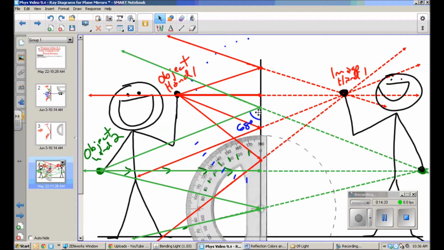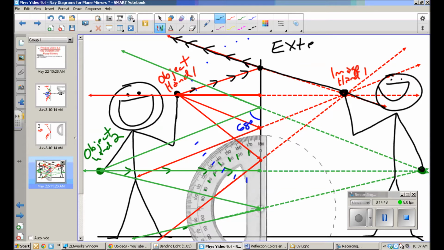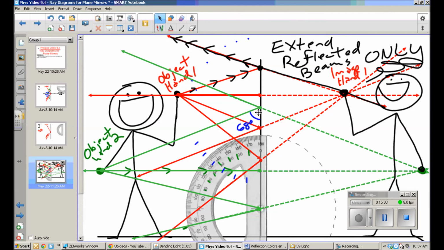The big thing I want to point out, because despite the fact that it's tedious, once you figure out how to do this, it's actually not that hard. Please notice that every time I did this, the dotted lines represent extensions of the reflected beam. Okay, so looking at this beam on the top, it leaves his hand, hits the mirror, reflects away from the mirror, and it's that line there that I extended. So you just extend the reflected beams only. All right, there you go. Happy ray diagrams.